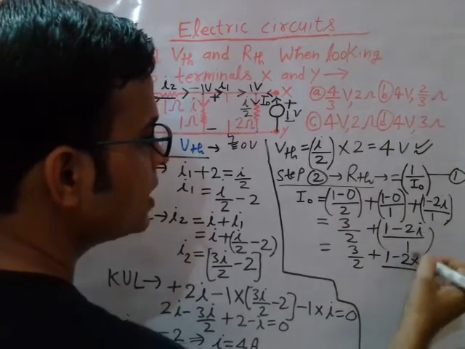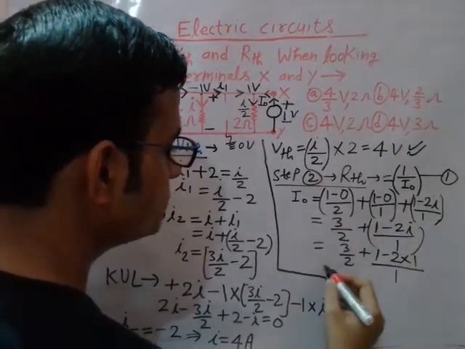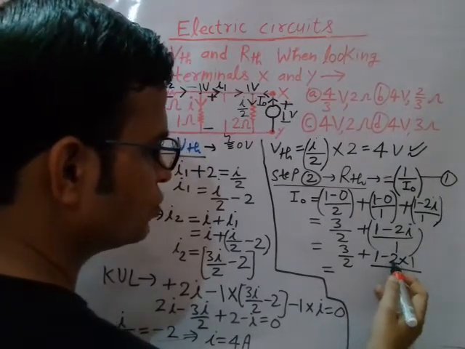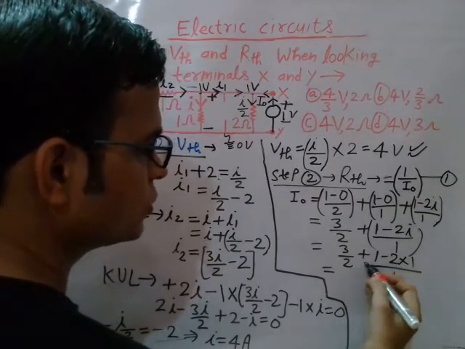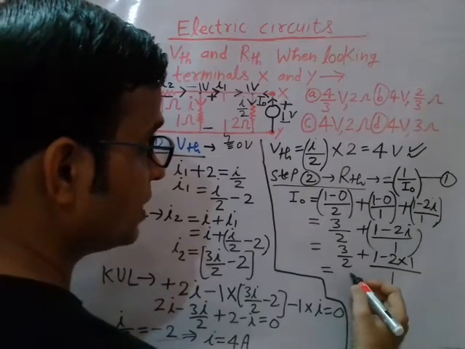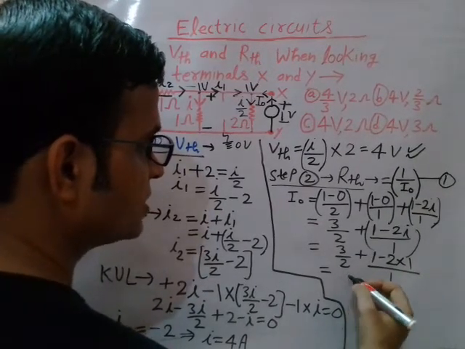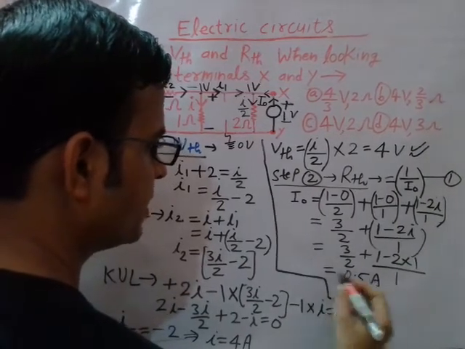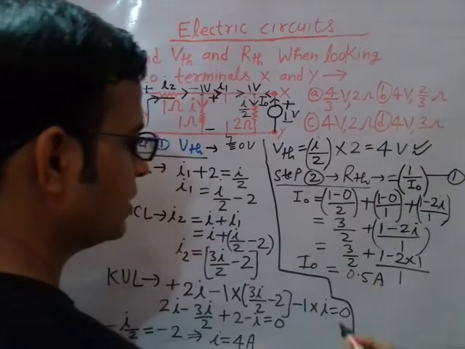So 2 into I, 2 into 1 divided by 1. So here you will get 3 by 2 minus 2, so 3 by 2 minus 1. 1 minus 2 is minus 1. So 3 by 2 minus 1 is equal to 0.5 ampere, right? I naught you have now calculated, right?